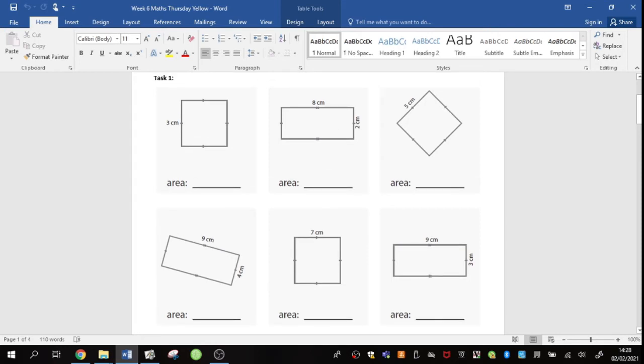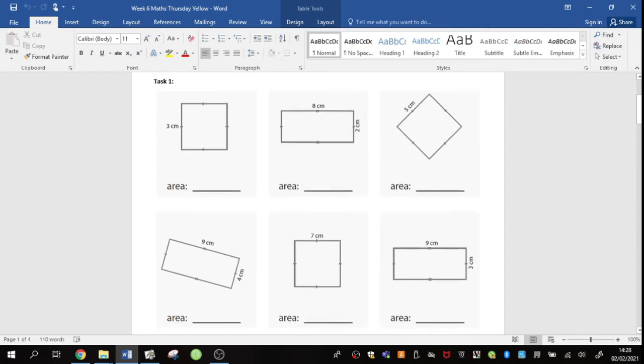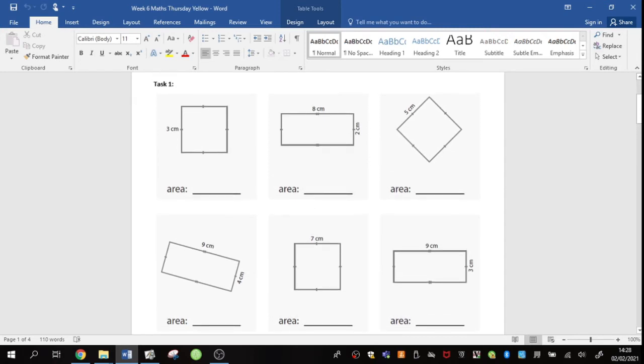I would expect to see all of your workings around or on a piece of paper next to it or somewhere to show how you've calculated the area. When you're ready for task 2, play the video again.